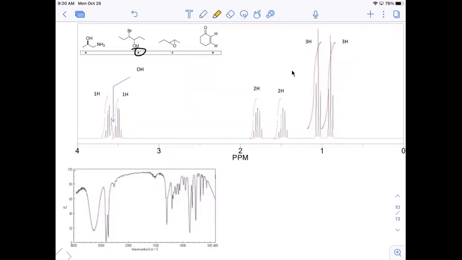Because I see where the OH group is. We already did A, but I see where the OH group is. You've got a big alcohol stretch right here in the infrared. When you see that broad stretch like that, it's a dead giveaway that there's an alcohol present in your molecule. And that's why infrared is so important, because you can actually see that OH stretch.